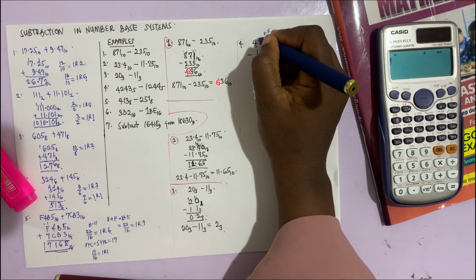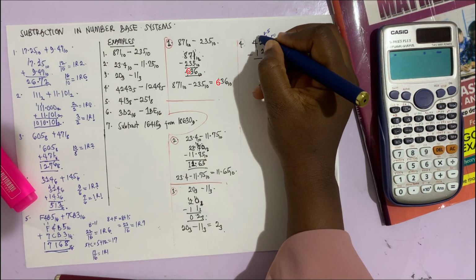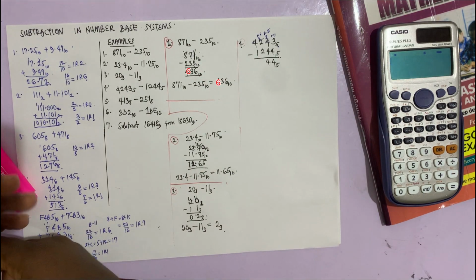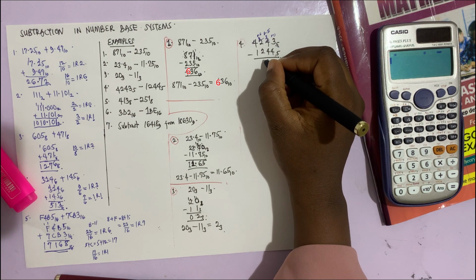So we have left here 1. 1 minus 2 is impossible. So we come here and borrow 1 in terms of the base, which is 5. So 5 plus 1 is 6. And 6 minus 2 will give us 4.